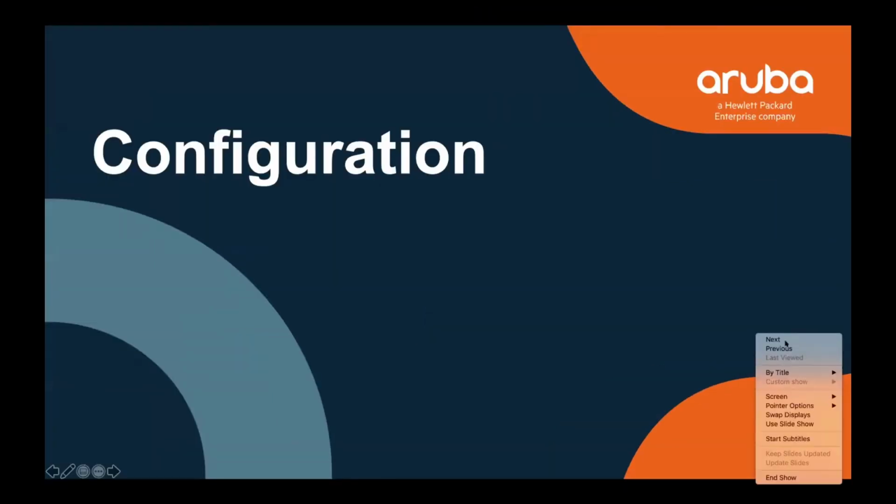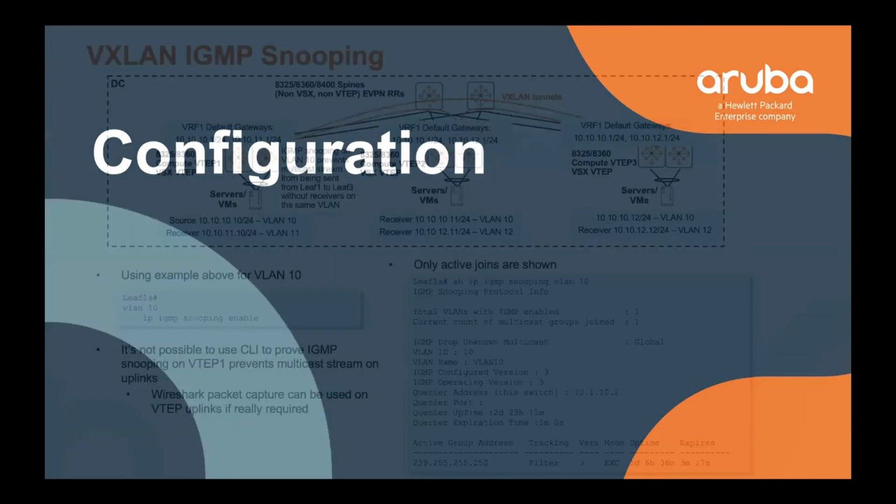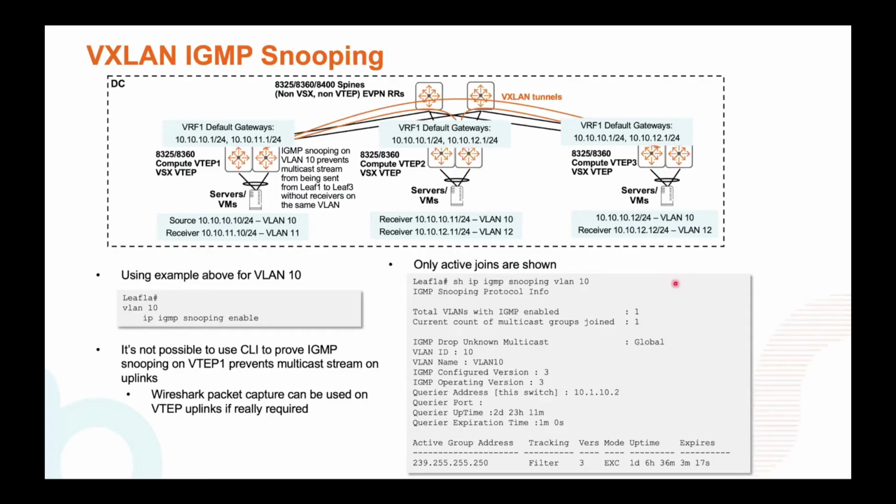Configuration wise, how do you configure IGMP snooping? It's at the VLAN level, you can see here, right? Just one command per VLAN. For example, this is VLAN 10, you enable this on all your VTAPs. You can't actually prove IGMP snooping is working unless you do a capture on the uplinks. I'll show you later on what this looks like to prove that IGMP snooping actually works.